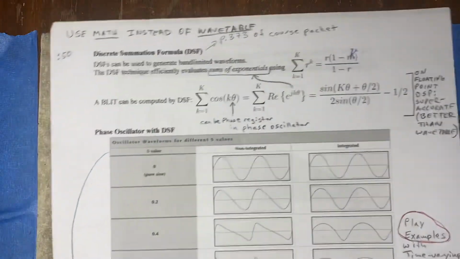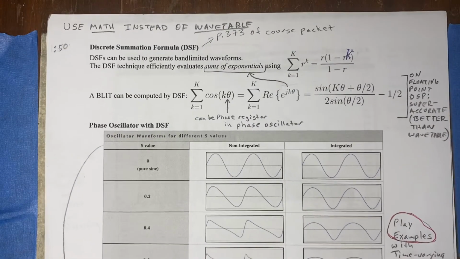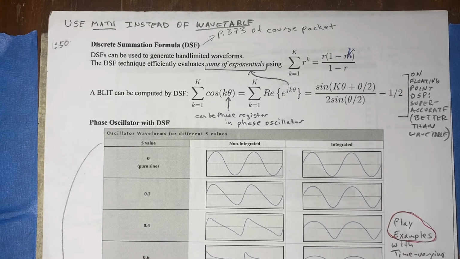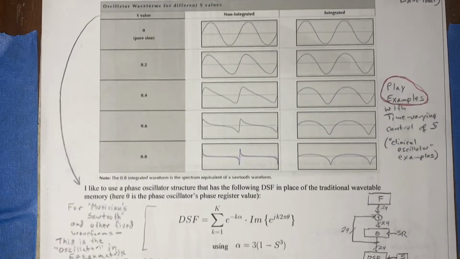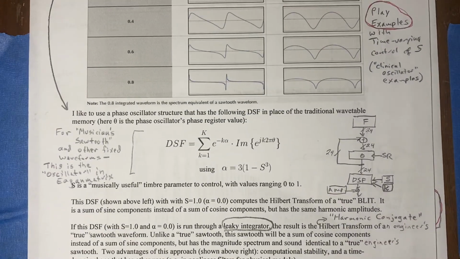So here, instead of doing wavetables, instead of trying to build up band-limited impulse trains by doing table lookups like we were doing on the previous page, and instead of what the phase oscillator normally does, I have it drawn down here: in the phase oscillator, instead of putting a table lookup there, put a math function there.